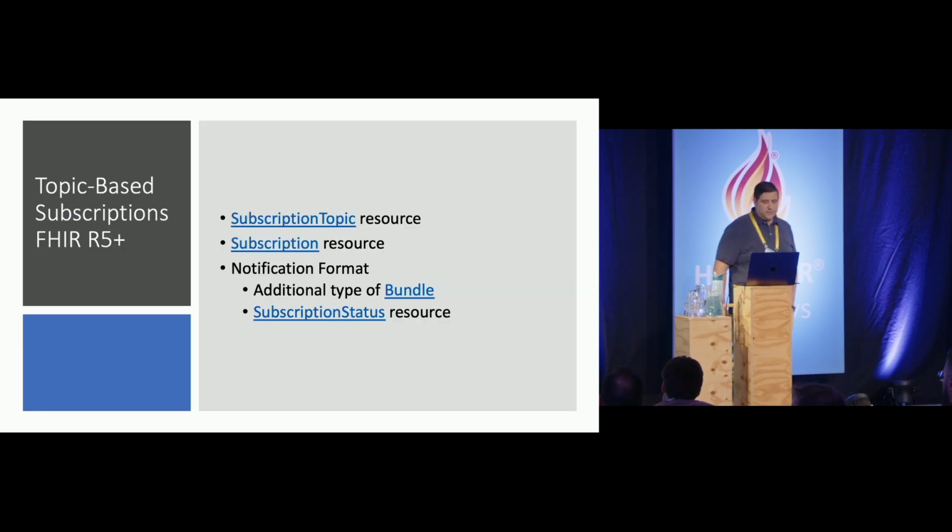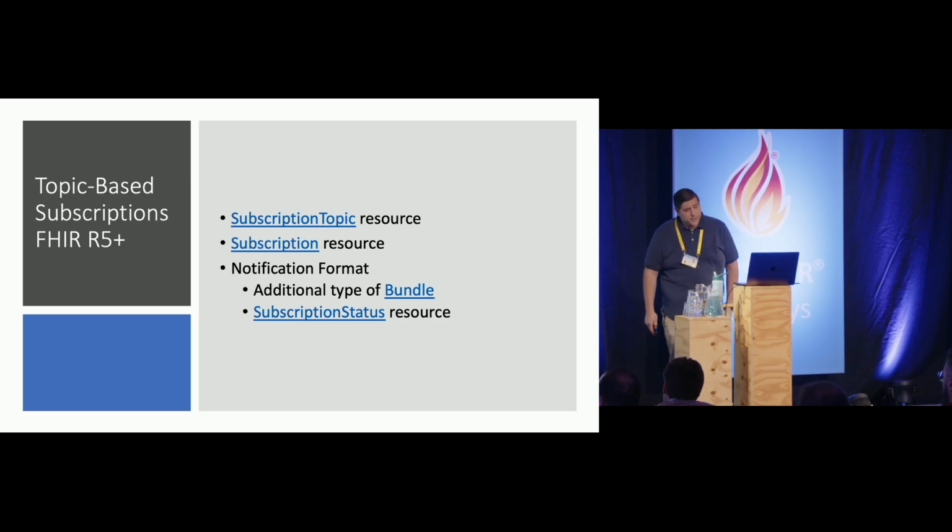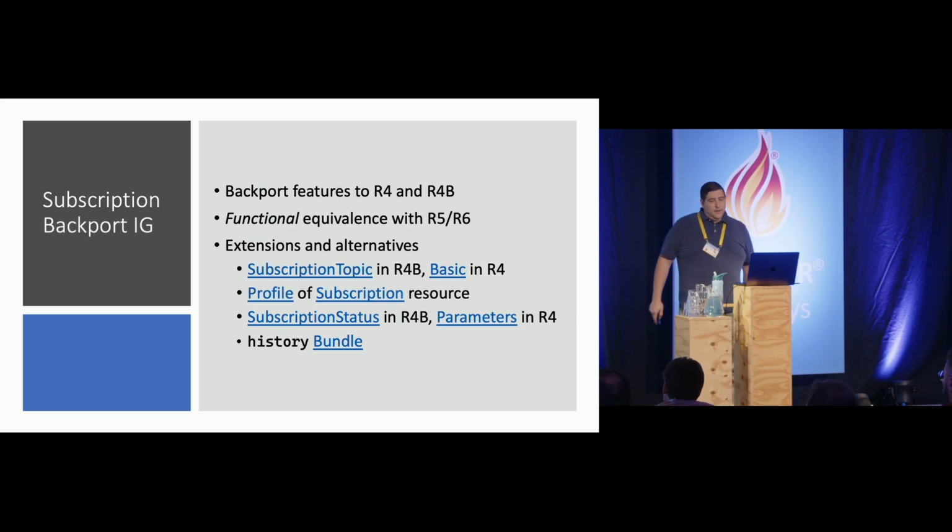So in R5 and later, like we said, we have subscription topic resource, subscription resource, and the notifications are an additional type of bundle called subscription notification. And we have a subscription status resource that tells you everything. It's fantastic. And then we have the backport IG where we said, how badly do we have to squint to make any of these things available? Functionally, we can do it.